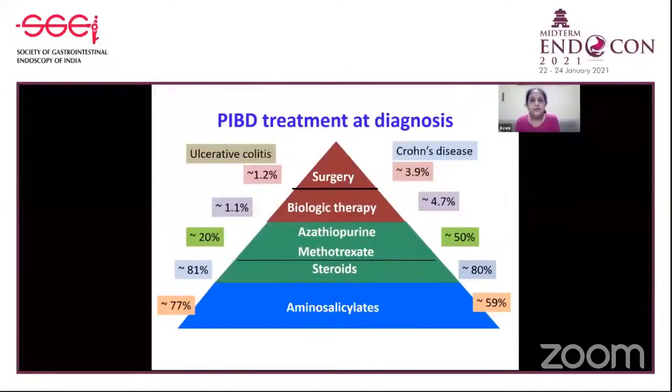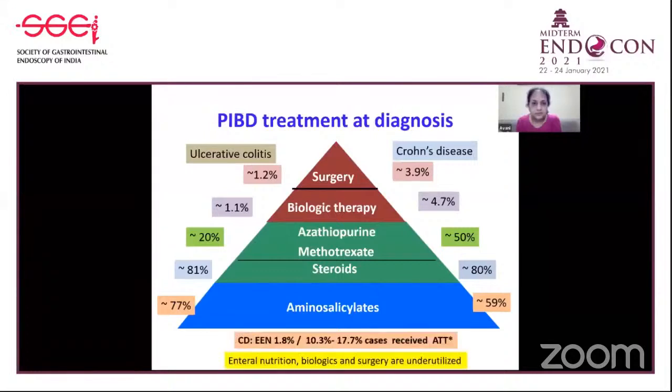When we look at our data of treatment, how our children were treated in the multicentric study, you can see that steroids and aminosalicylates were most often used. Azathioprine and methotrexate were used more often, roughly to the tune of 40 to 50% of the patients, but biologics were used very infrequently, to the tune of about 5% at diagnosis.